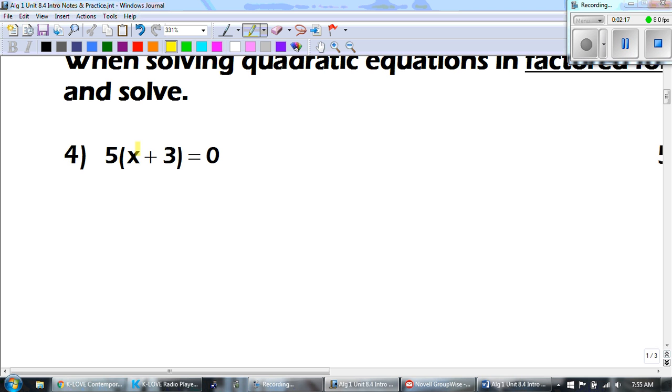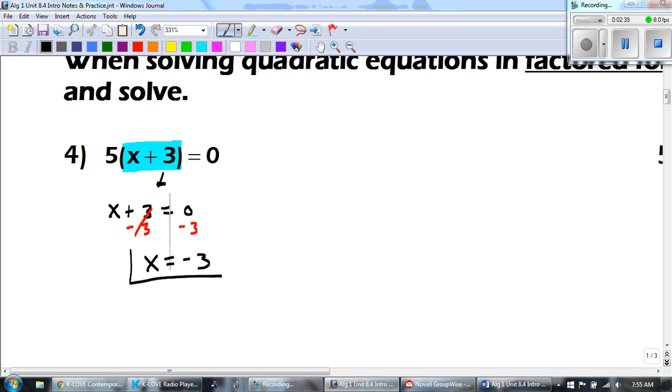So for number 4, there's only one answer because there's only one variable. I would set that x plus 3 equal to 0, and then we would solve. Well, solving's easy. We would just subtract 3 to both sides, and we get our answer of x equals -3.